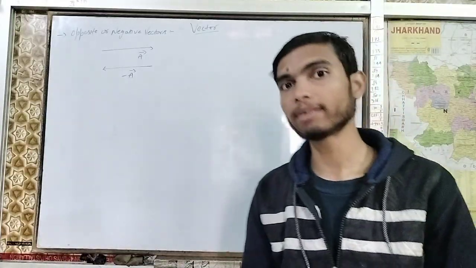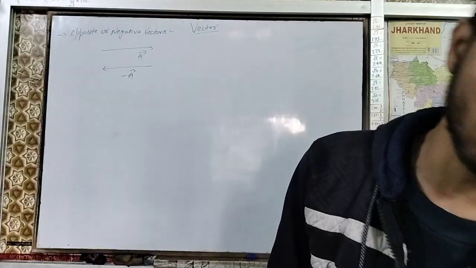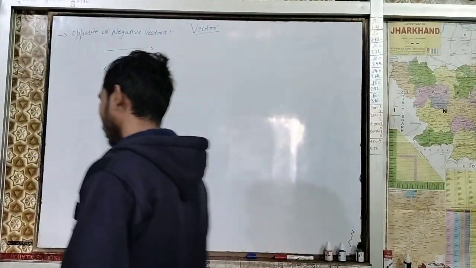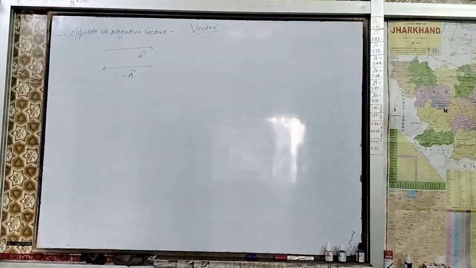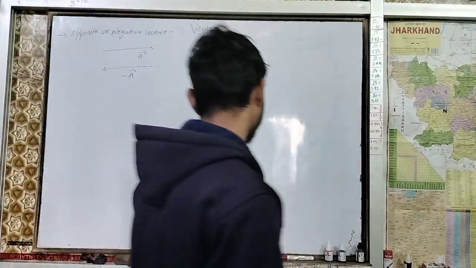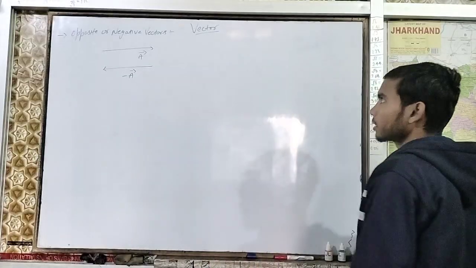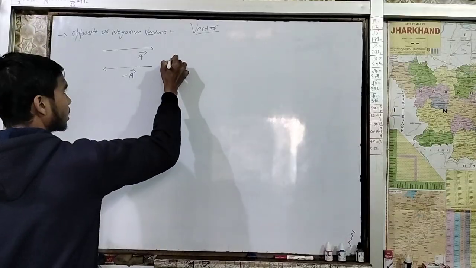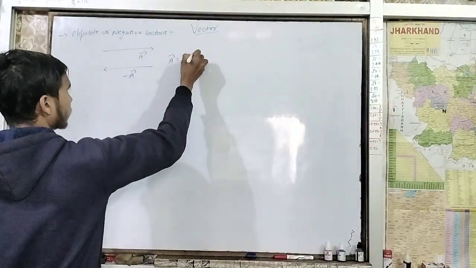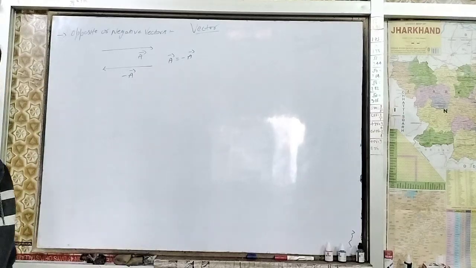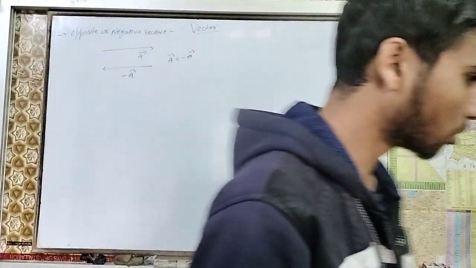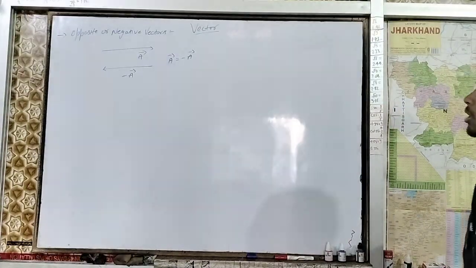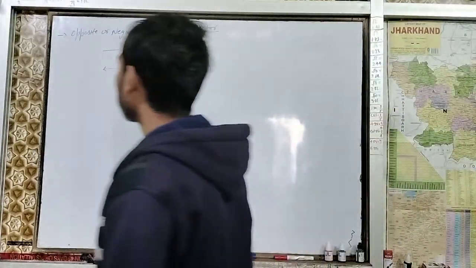So remember, if a negative is coming with any vector, the negative is performing for a direction, the opposite direction. Clear? Magnitude of a vector is always a positive number. So you can write like this: magnitude of a vector is equal to magnitude of minus a vector. Magnitude is same, just direction has changed.